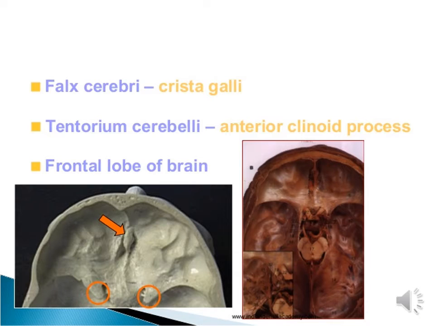Other structures within the anterior cranial fossa: we have the Falx Cerebri attached through the crista galli, the Tentorium Cerebelli attached through the anterior clinoid process, and the frontal lobe of the brain.